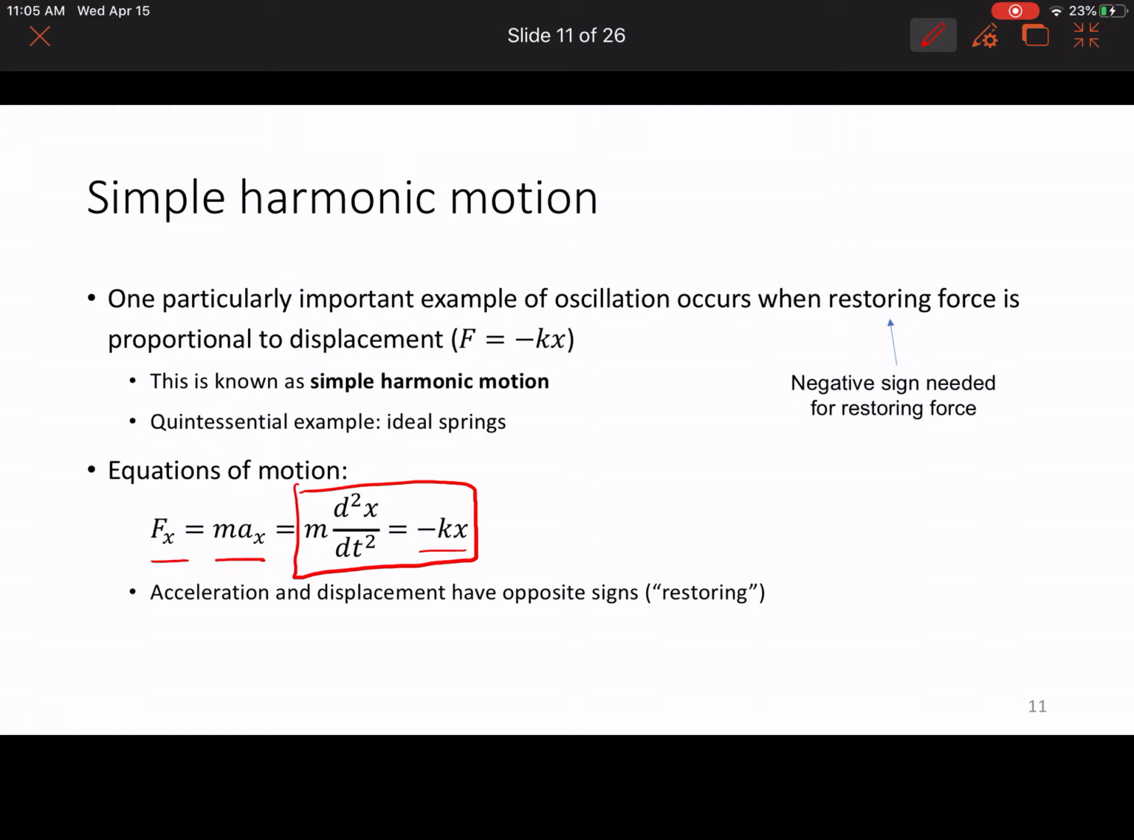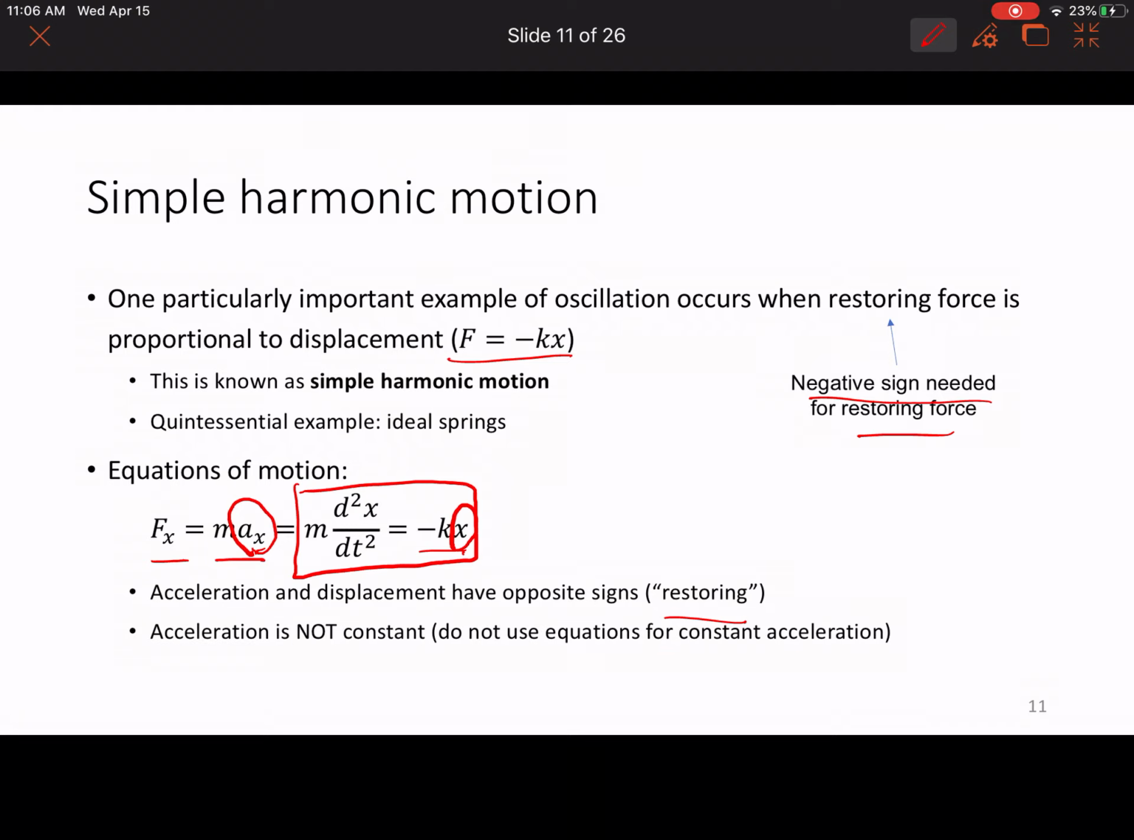Before we do that, I just want to quickly mention a couple of important things. Notice that my acceleration and my x, displacement, have opposite signs in this equation. So when the acceleration is positive, x is negative, and when the acceleration is negative, x is positive. So that's a consequence of the fact that I have a negative sign for the restoring force, which tells me the acceleration is always going to try to bring x back towards zero. That'll also be relevant down the road when we're solving for acceleration in these problems.